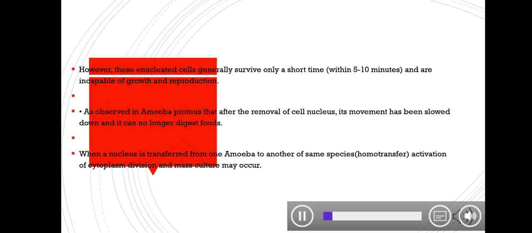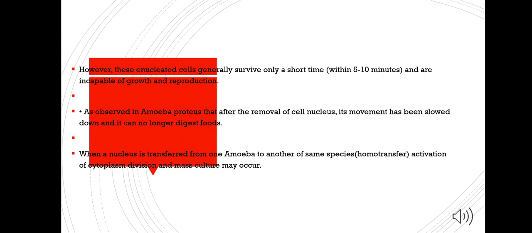However, these enucleated cells generally survive only a short time, within 5 to 10 minutes, and are incapable of growth and reproduction. As observed in Amoeba proteus, after removal of the cell nucleus, its movement is slowed down and it can no longer digest food. When a nucleus is transferred from one amoeba to another of the same species, the activities of the cytoplasm resume and cell division may occur.